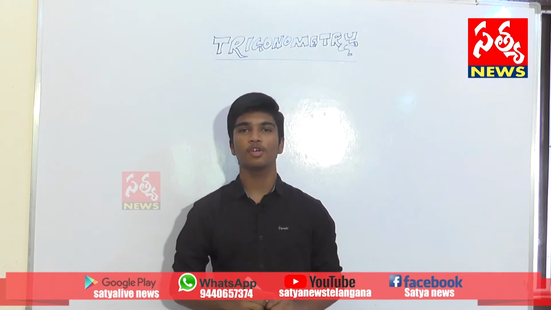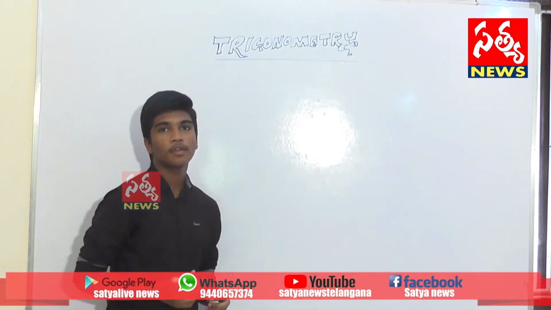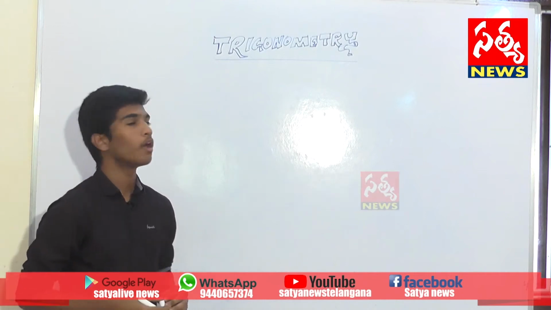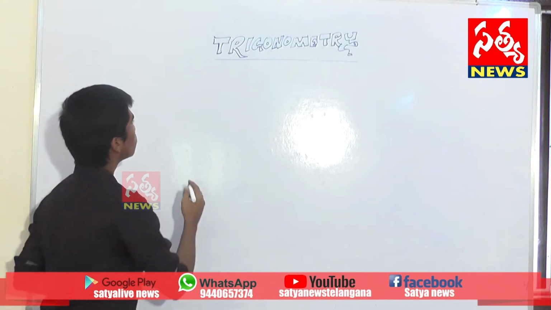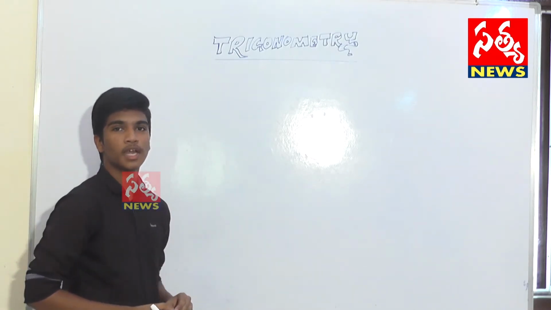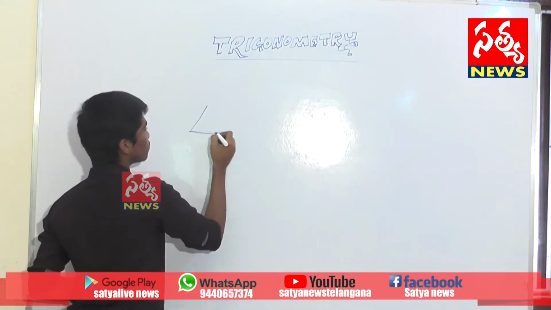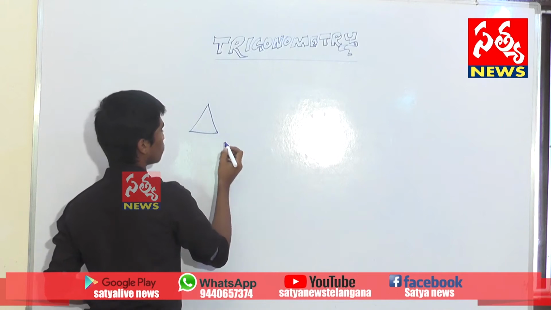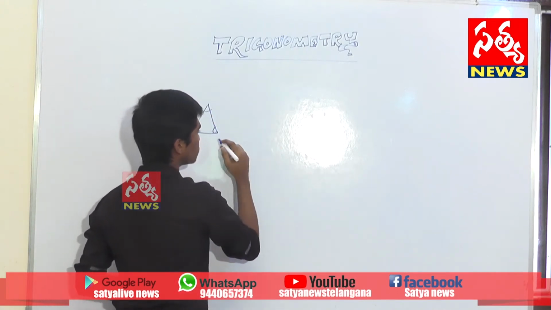Now we are here with a new topic, trigonometry. I am going to explain from the basics, which is applicable for 10th, 11th and 12th. So first of all, what is trigonometry? Trigonometry means the study of three angles. Three angles means a triangle. Trigonometry means the study of three angles in the triangle.